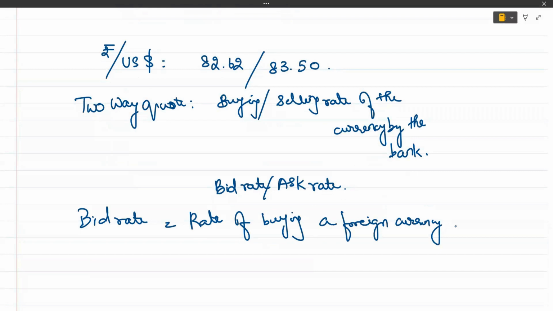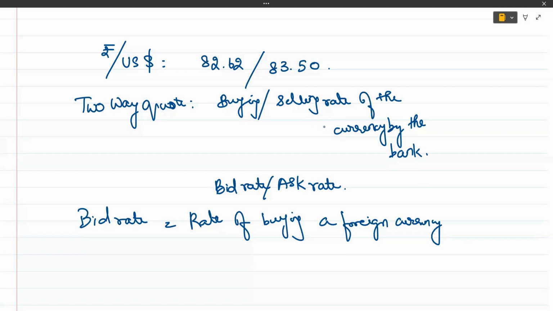Say suppose I have gone for a US tour and I have returned to India. I have dollars with me. Going to live in India, that dollars is of no use to me. So what I will do, I will go and convert it to rupees with the bank. When I give dollars to the banker, the banker is buying the dollars. When the banker is buying the dollars, he will quote 82.62 rate.